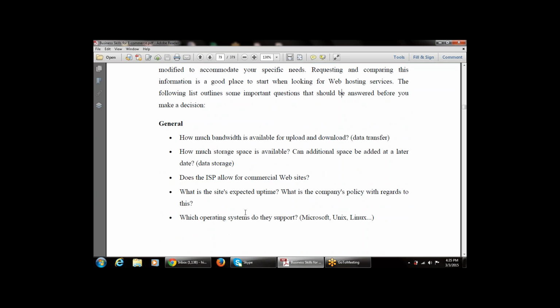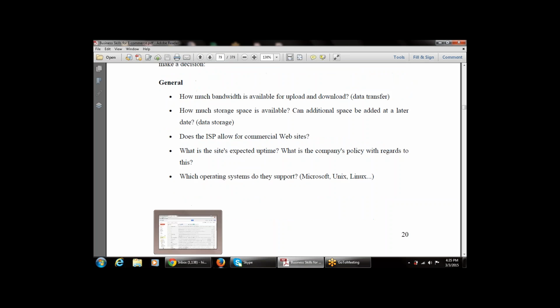One is the general questions. General means how much bandwidth is required or available for uploading and downloading, that is data transfer. Then how much storage space is available. Does the ISP allow for a commercial website? What is the site's expected uptime? Then what is the company's policy with regard to this? Then which operating system do they support? Either they support Linux, Unix or Microsoft, any type of operating system.